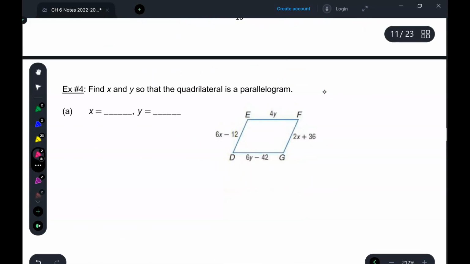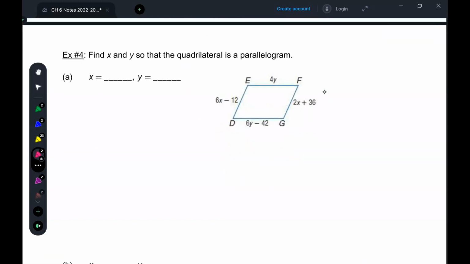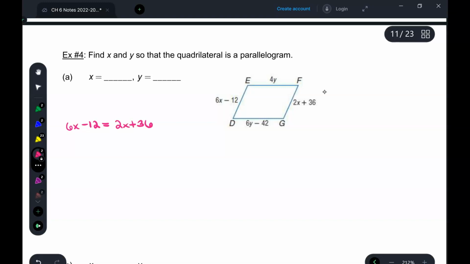I mean, if you want to say not enough information. Okay, find x and y so that the quadrilateral is a parallelogram. Right, so we're going to make 6x minus 12 equal to 2x plus 36. And we'll also make 6y minus 42 equal to 4y. You guys can solve that.